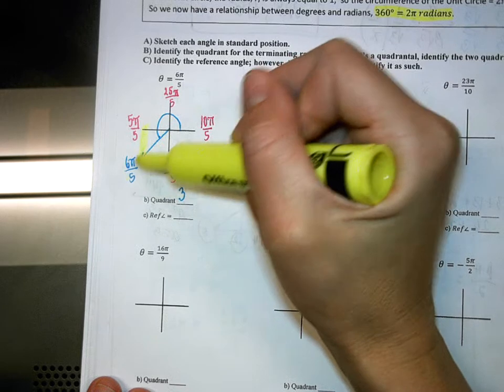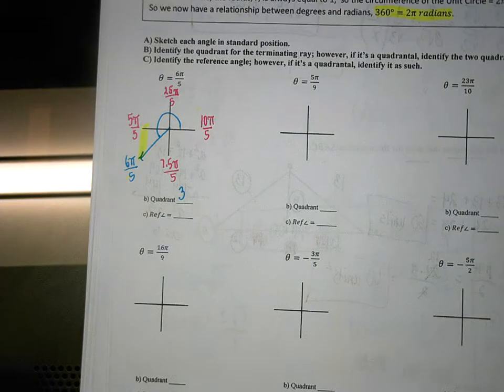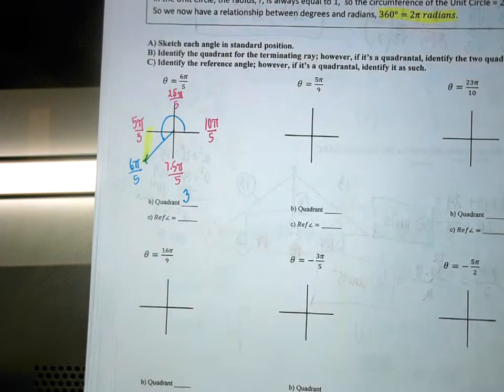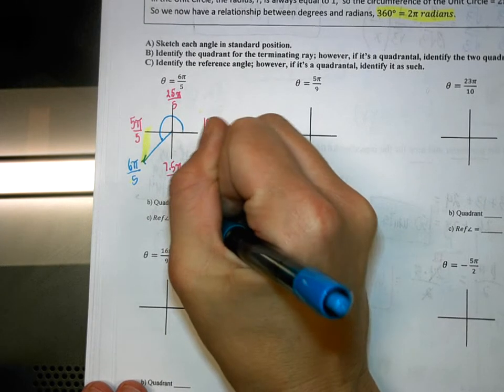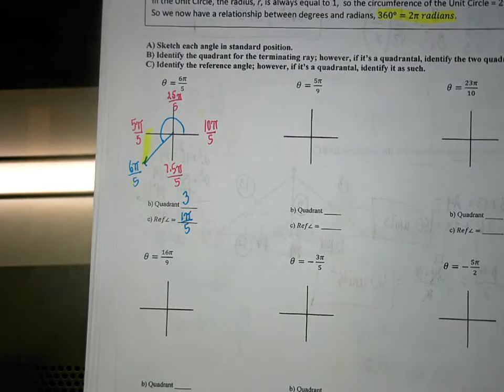And so if we draw this up, we're trying to figure out, how do I get from 6 pi over 5 to 5 pi over 5? But remember, our reference angle is always positive. And so how much is from here to here? 1 pi over 5. We'll write it as 1 pi over 5 so that when you look back at your notes, you know that there's a 1 there.